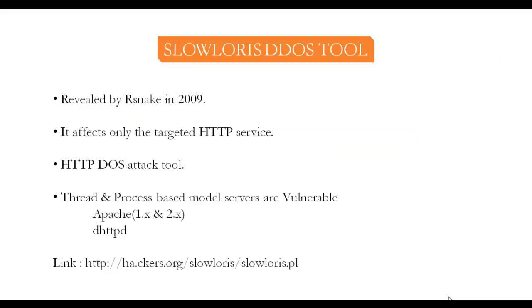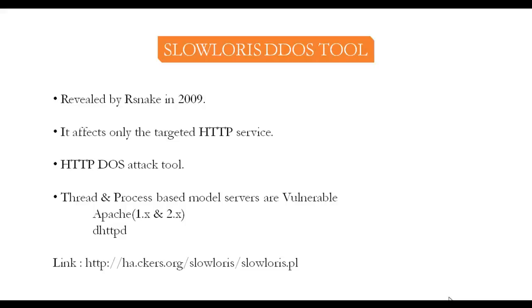Now let us look at some denial of service attacks, and how we can perform them using some tools. The first tool is Slowloris, which is written in Perl. This is a very nice tool released by Arsnake in 2009. It gained very good popularity because it requires no bandwidth to launch the attack.